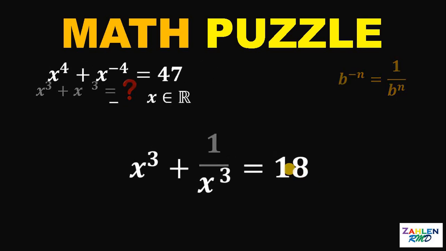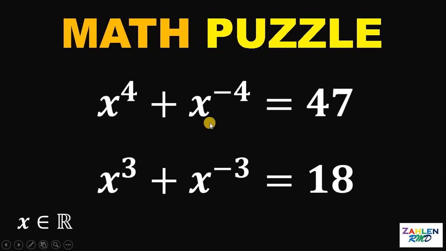Therefore, given this equation, x raised to the fourth power plus x raised to negative 4 equals 47, wherein x is a real number, then the value of x cubed plus x raised to negative 3 must be 18. And as always, we are done.